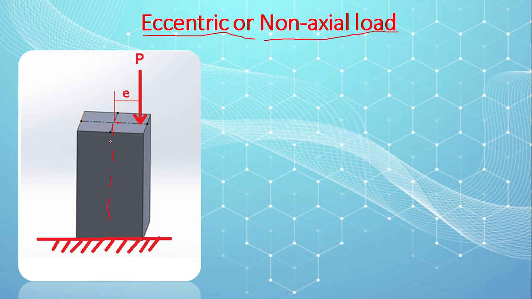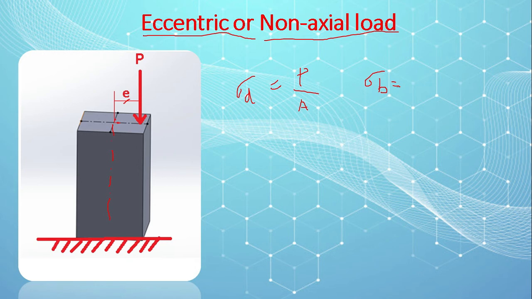But if the force is eccentric, meaning this force P is not applied on the axis of the body, it is applied at a distance of e away from this axis. If the force is eccentric, it causes direct as well as bending stress. Direct stress we can calculate by sigma d is equal to P divided by A, and in this case bending stresses also get generated, denoted by sigma b.